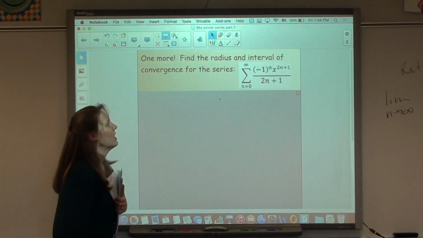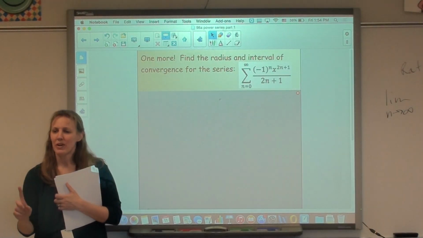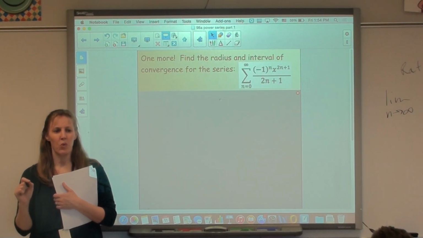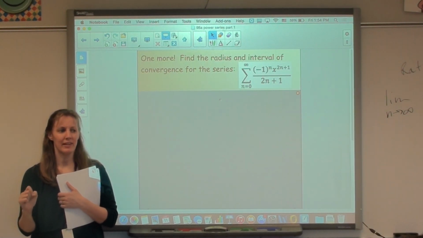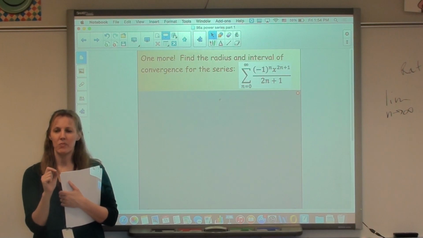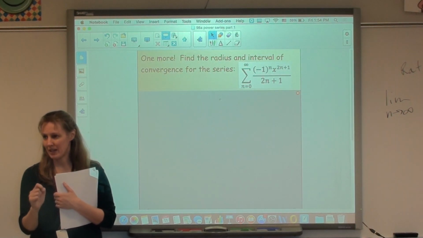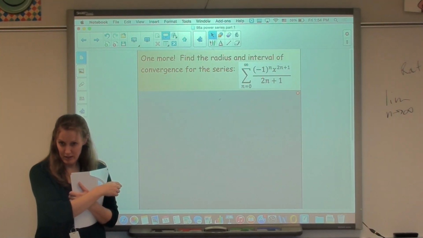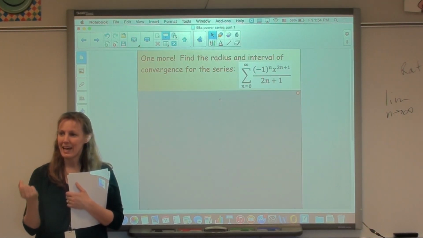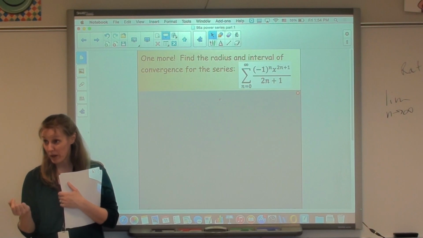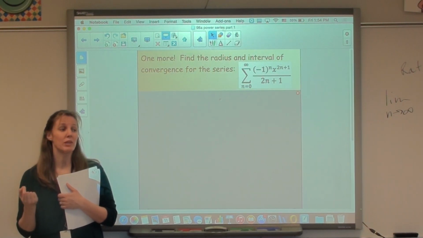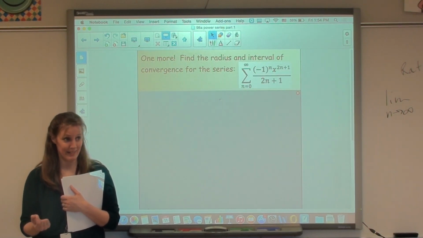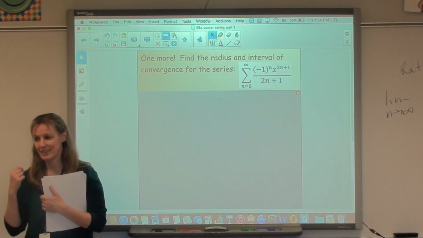No, this is a good difficult one. All right, there we go. I have a word of advice for you. When you are replacing your n with an n plus 1, don't just add a 1 to the end. Literally replace the n with an n plus 1. Be very careful when there's a number in front of the n, because it has to be distributed. All right, go to it.